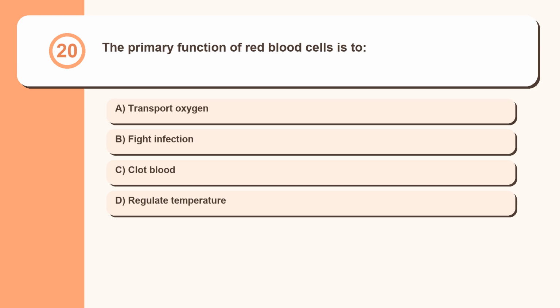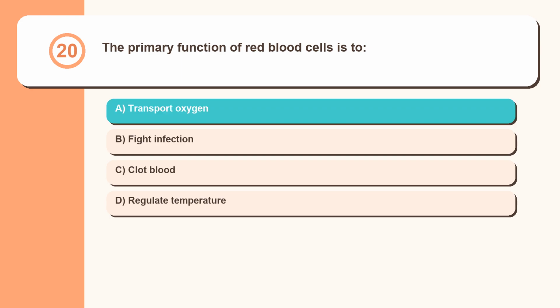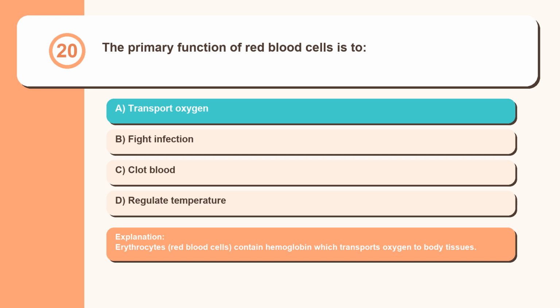Question 20. The primary function of red blood cells is to transport oxygen, fight infection, clot blood, regulate temperature. Erythrocytes, red blood cells, contain hemoglobin which transports oxygen to body tissues.